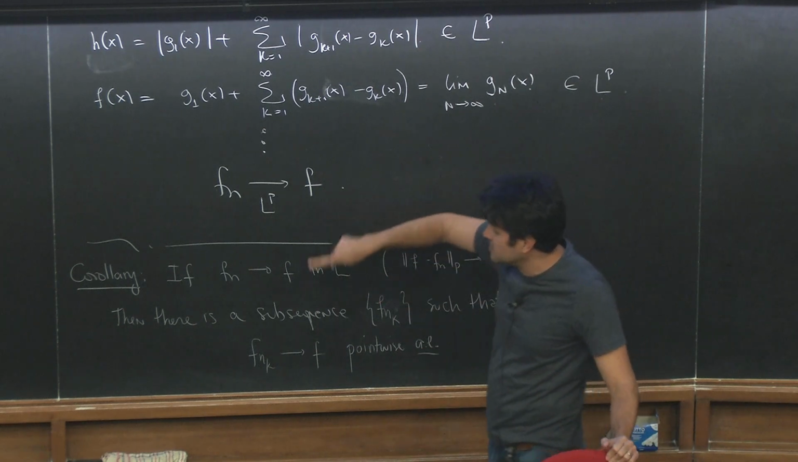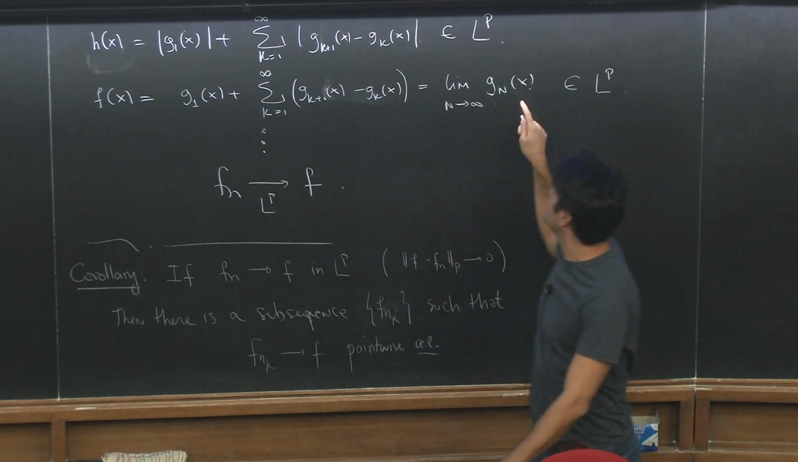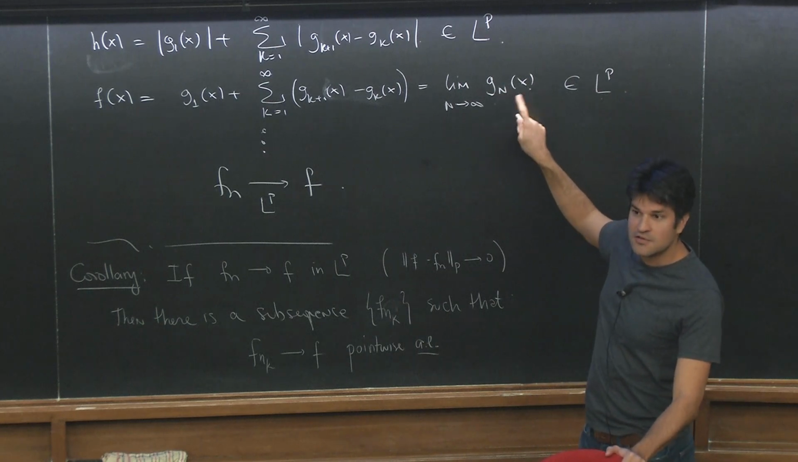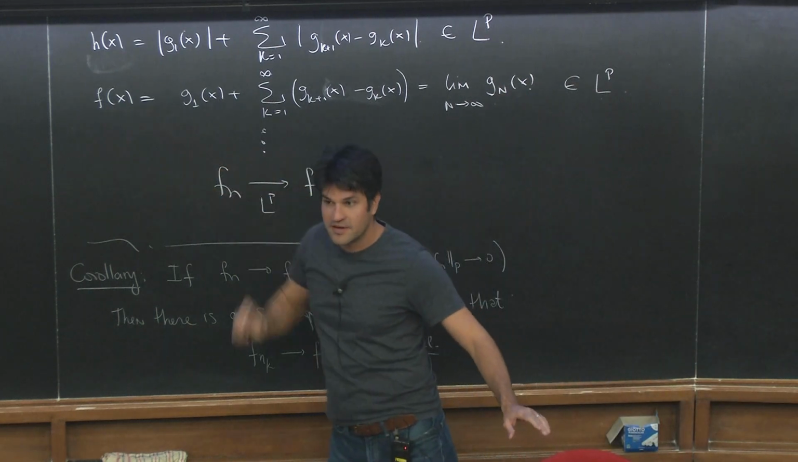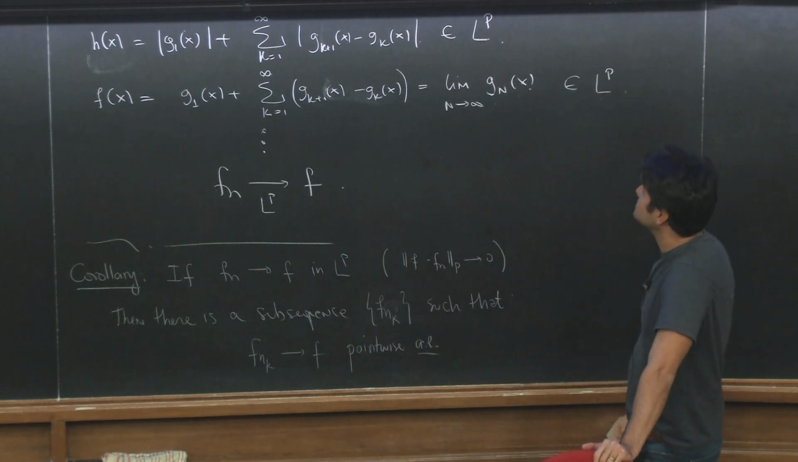This is here in the proof. This subsequence is actually this Gn. Gn converges pointwise to our f almost everywhere. Okay?